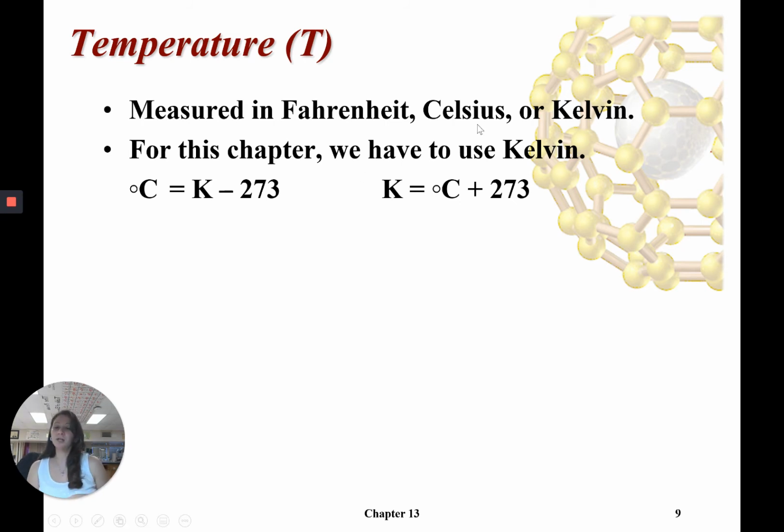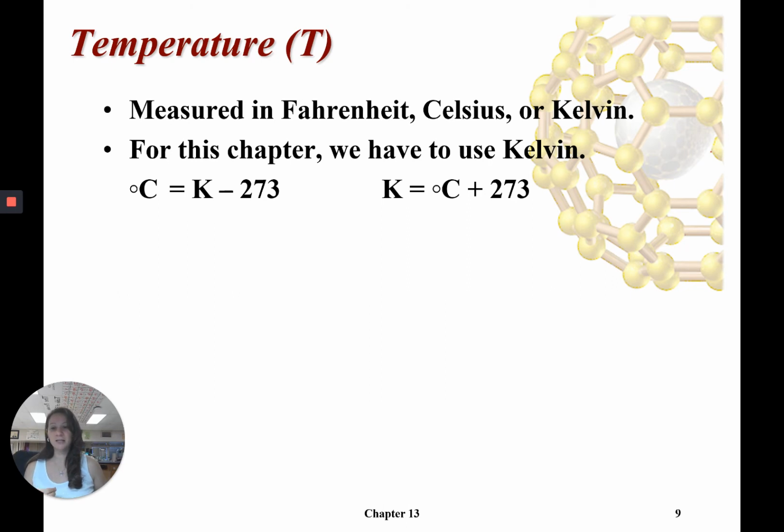But when we do calculations in this chapter, we have to use Kelvin. The reason is that in our calculations, we're going to relate these four variables. If we have a negative temperature, that could make us calculate a negative volume or a negative pressure and a negative amount, and that doesn't really make any sense. And so we have to use the Kelvin scale.